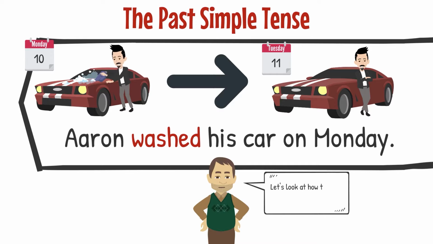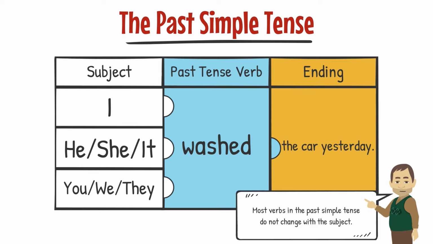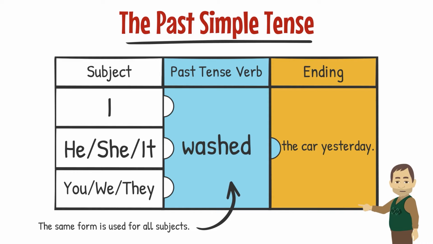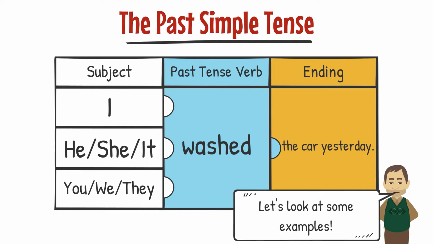Let's look at how to form the past simple tense. Most verbs in the past simple tense do not change with the subject. The same form is used for all subjects. I washed, he washed, she washed, it washed, you washed, we washed, they washed. Let's look at some examples.